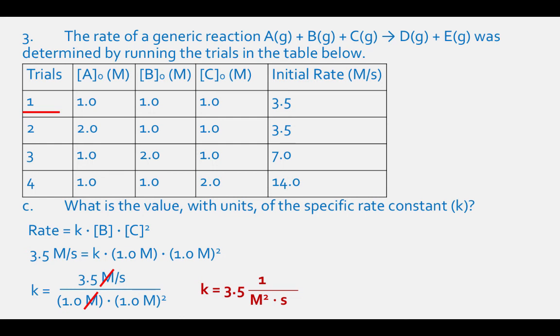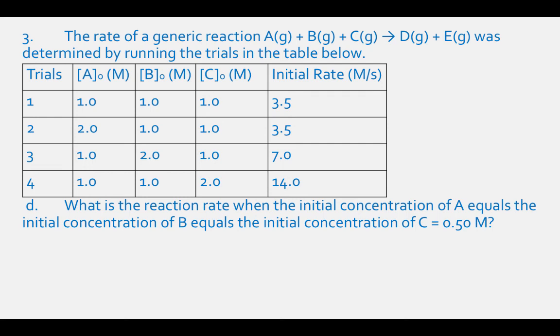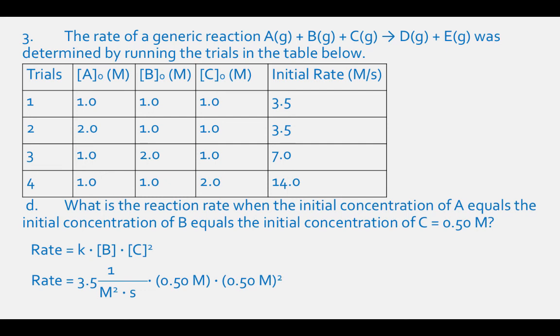For letter D, plug the values of K and the concentrations into the rate law expression to find the rate. Rate equals 3.5 1 over molar squared times second times 0.50 molar times 0.50 molar squared. Rate, therefore, equals 0.44 molar per second.